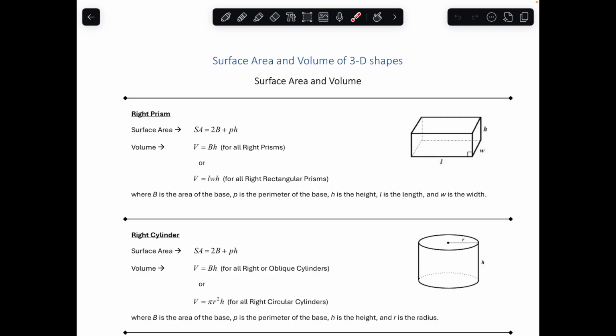Next up is going to be the right cylinder. The volume is going to be its base times height. However, its base is a circle. So I need to find the area of a circle, which is going to be pi times r squared. So the volume for a right cylinder is pi r squared times h.